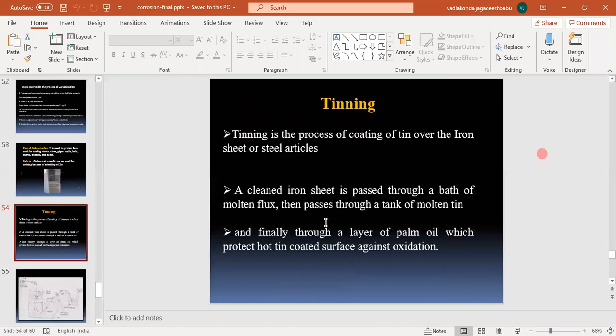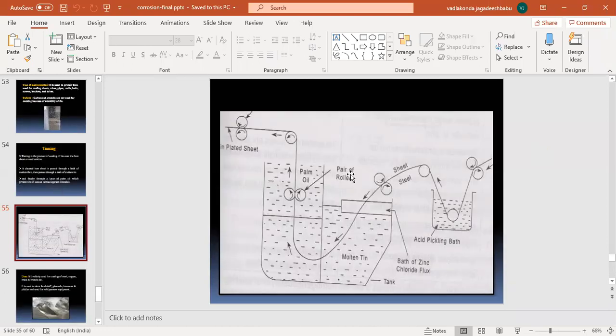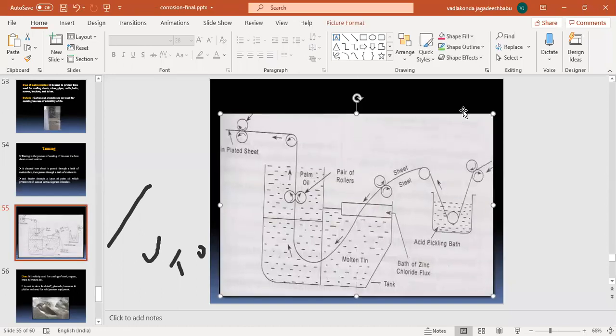Now coming to the tinning, the initial process for the tinning will be the same. Tinning is applying the coating of tin on the iron or steel sheet. So from here the sheet will start. Initially we have to clean the scales and rust particles from the iron sheet by passing it through the acid pickling bath. There the rust and scales will be removed.